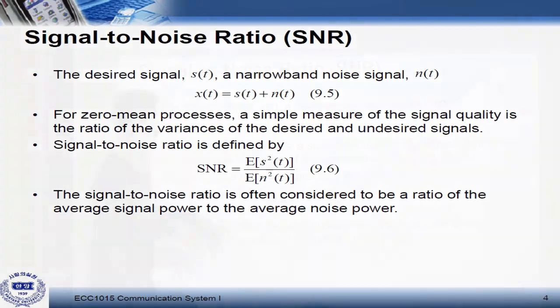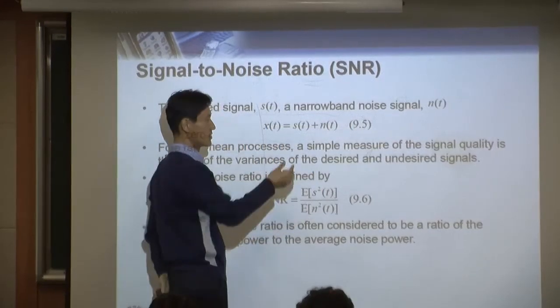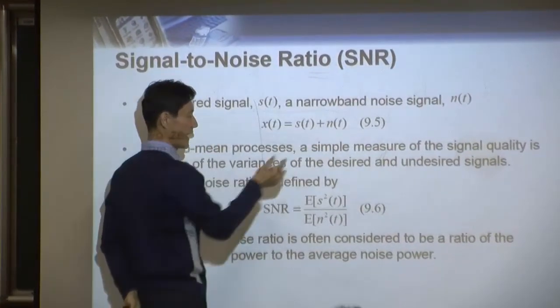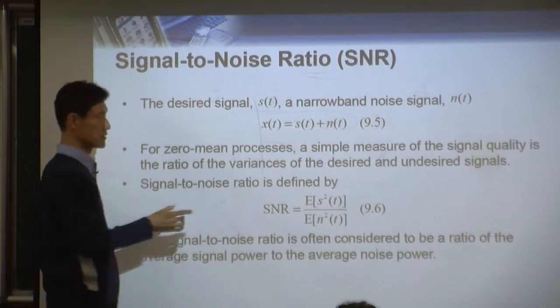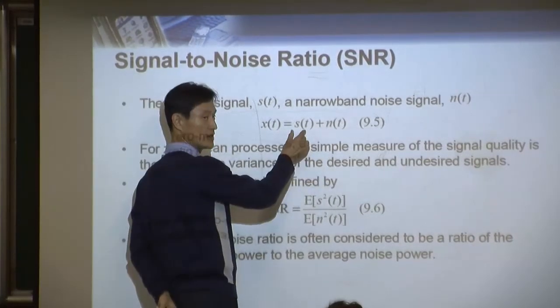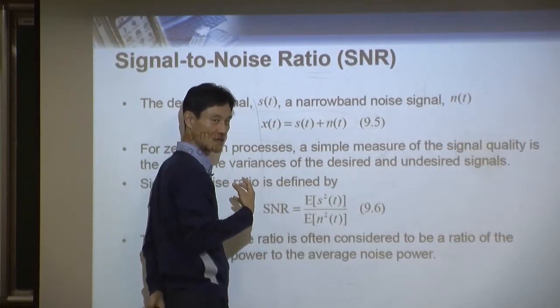Okay, what you're seeing here is, again, S(t) is our transmitted signal. And here you can see N(t). N(t) is noise, okay, noise. So it's being added into the signal. And X(t) is the received signal.